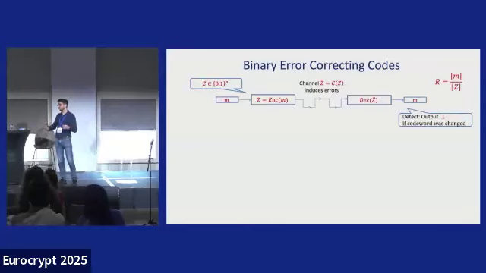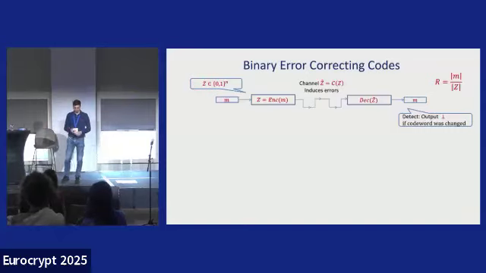Now, the rate of the code is the ratio between the length of the message and the length of the encoding. And of course, we want this to be as large as possible, because this would mean that we didn't add a lot of redundancy. Now, for detection, we're going to output both if the code word was changed.